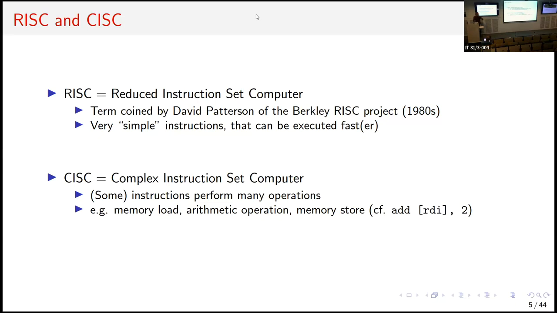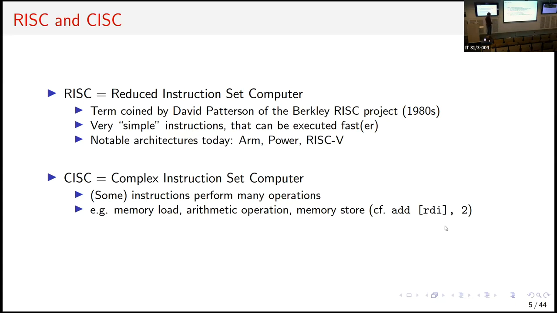So as one example, that's just x86 assembly. You won't get around some assembly code, so there will be some. I've tried to reduce it as much as possible. So the add instruction first loads the content at the address pointed to by the RDI register, then adds two, and writes the result back to the memory location. So that's basically three operations in one instruction.